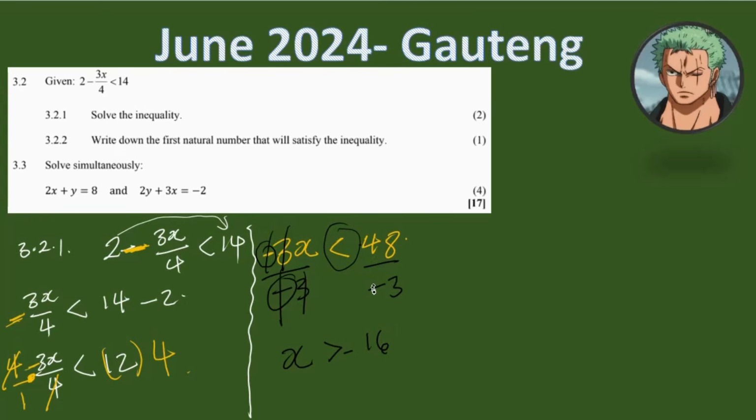Because positive divided by negative is negative. 48 divided by 3, that's 16. So that's your final answer. Nice inequality question.